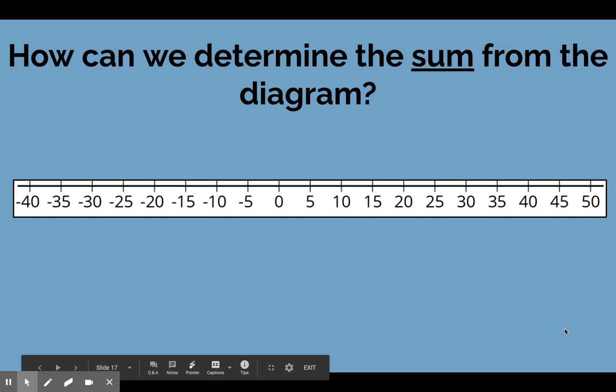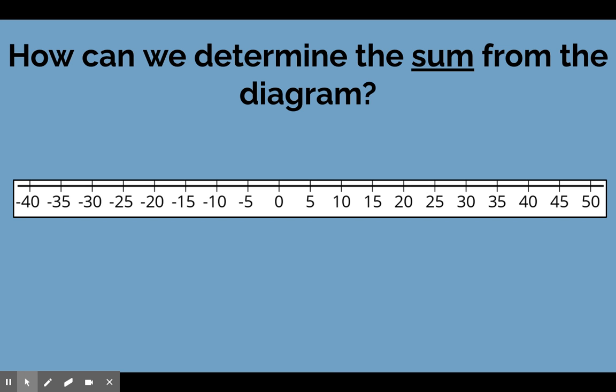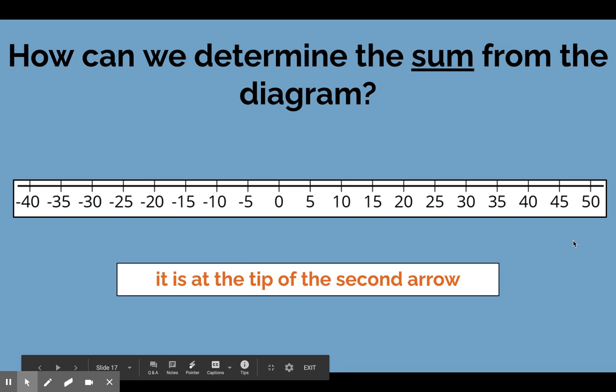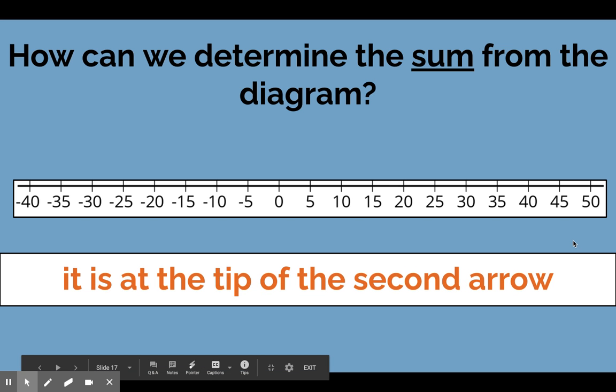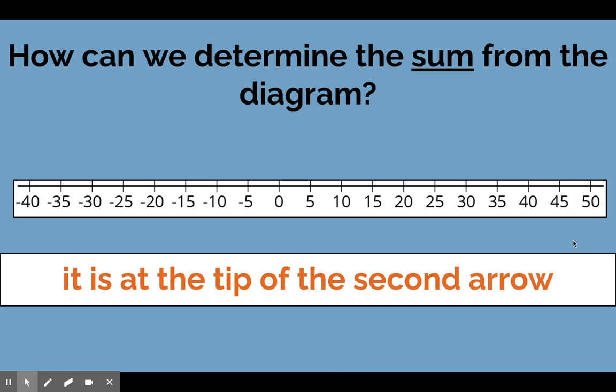How can we determine the sum from the diagram? Well, for this one, it is at the tip of the second arrow. So we can determine the sum of the diagram by looking at the tip of the second arrow. Wherever the second arrow is finished pointing at, that will tell us the sum from a diagram.